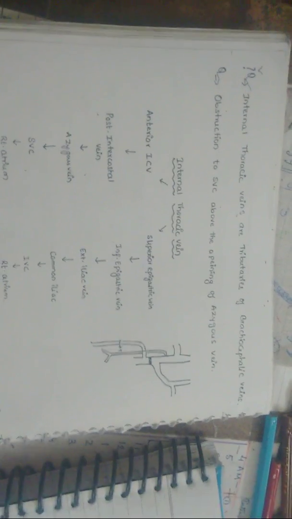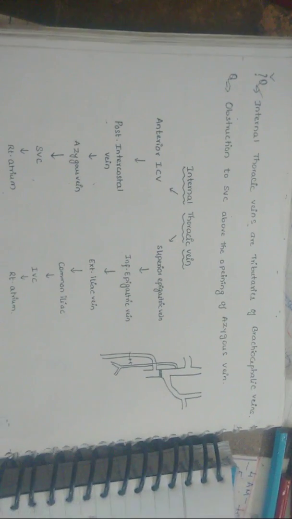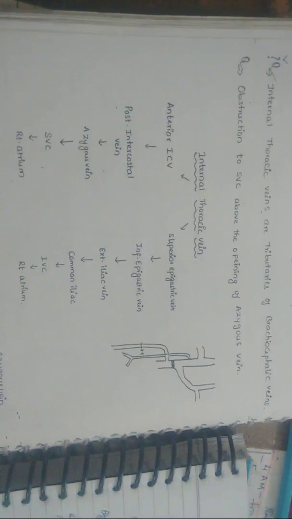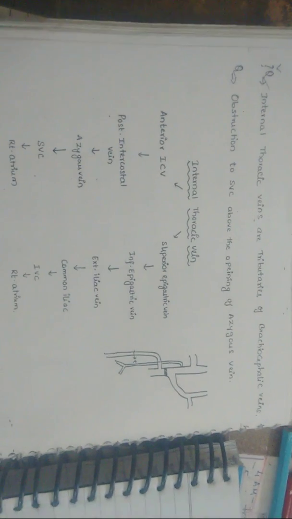In this video, I'll be talking about the concepts of obstruction to the superior vena cava, the intercostal nerve, and the surface landmarks of lungs. So let me read first. Let us understand the concept of the first thing.